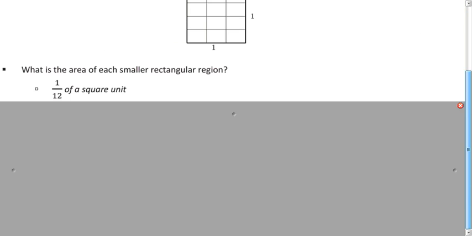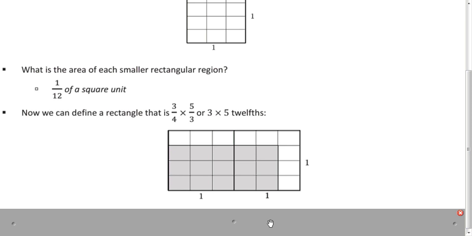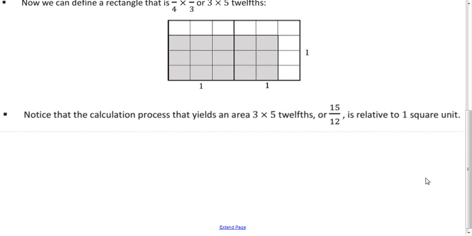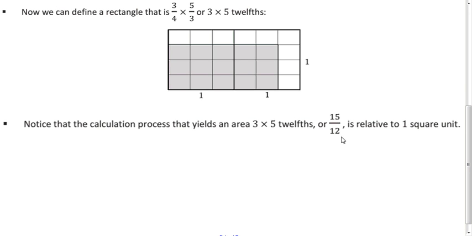And to represent the area for this rectangle, we would just put 2 of these side by side, and we would shade 3 of the rectangles in one direction and 5 of them in the other. This is 3/4 times 5/3. If you count them, we have 15 little rectangles, and each rectangle has an area of 1/12 of a square unit, so 15/12.